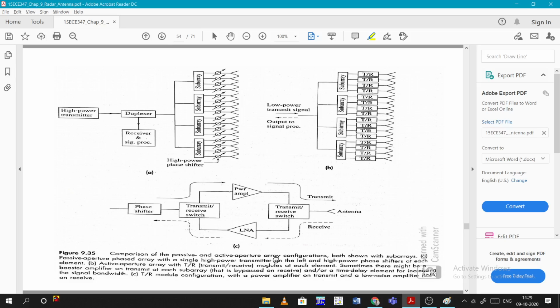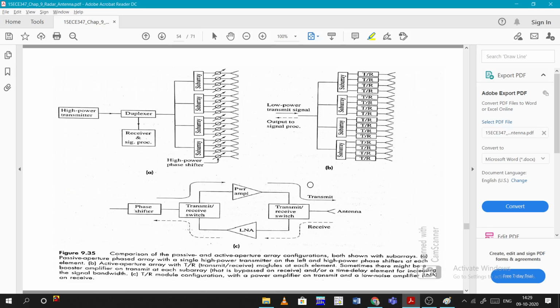Okay, now comparison of a passive and active aperture array. Passive and active aperture phased array configurations both show the subarrays. A is the passive aperture phased array, which has a single high power transmitter on the left and a high power phase shifter on each of the elements. For each element there will be a phase shifter there. You can see each phase shifter, and that is basically what a high power phase shifter means.